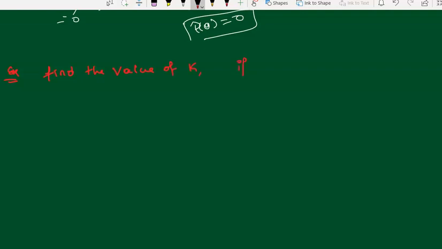If x minus 1 is a factor of... see guys, he is clearly saying that it is a factor. He is not asking you to check whether it is a factor or not. He is saying that it is a factor of this, and after that you have to find out k. It's a factor of 4x cube plus 3x square minus 4x plus k.